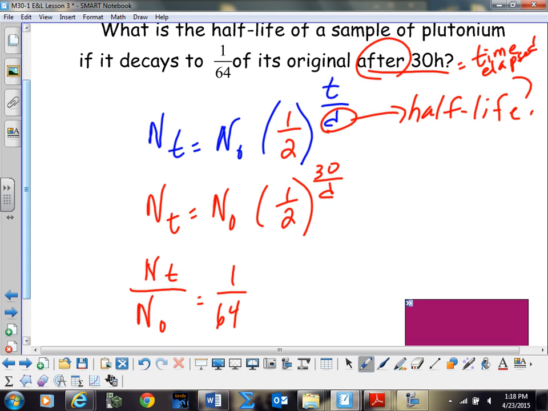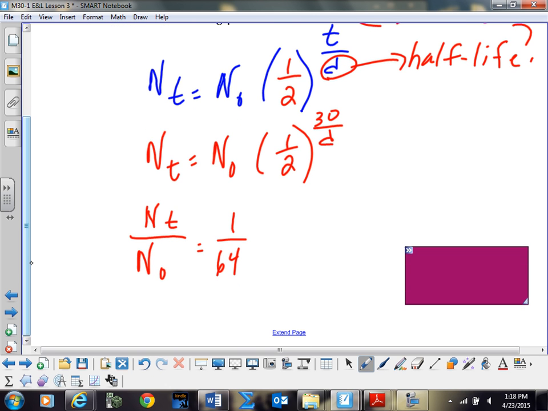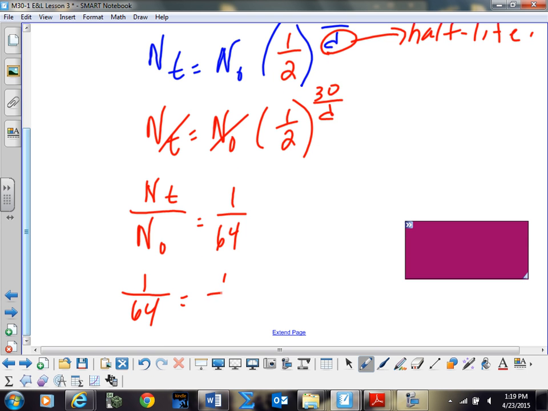So now we can take both of these variables, NT over NO, and that cancels out both of them. This is a fraction of those two variables, and it equals 1/64. Right, now this one, we could do this one on our calculators, y1, y2 intersect to get the answer. But I recognize these values, 64 and 2, as a common base.